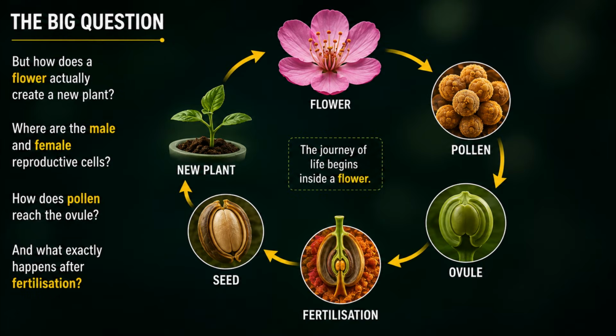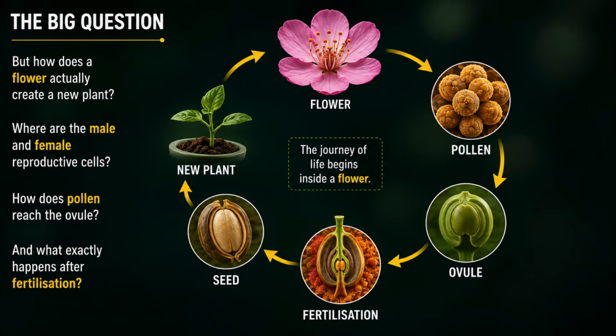How does a flower actually create a new plant? Where are the male and female reproductive cells found? How does pollen reach the ovule? And what exactly happens after fertilization? The journey begins with a flower.